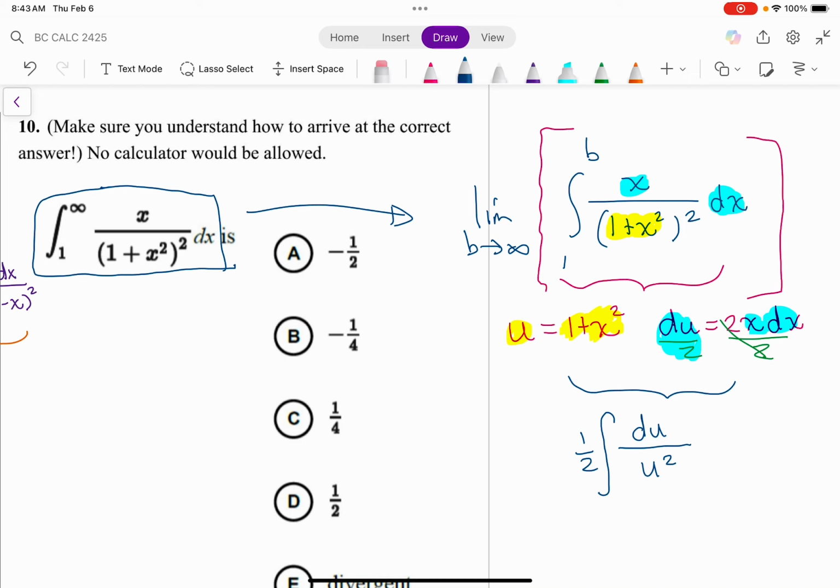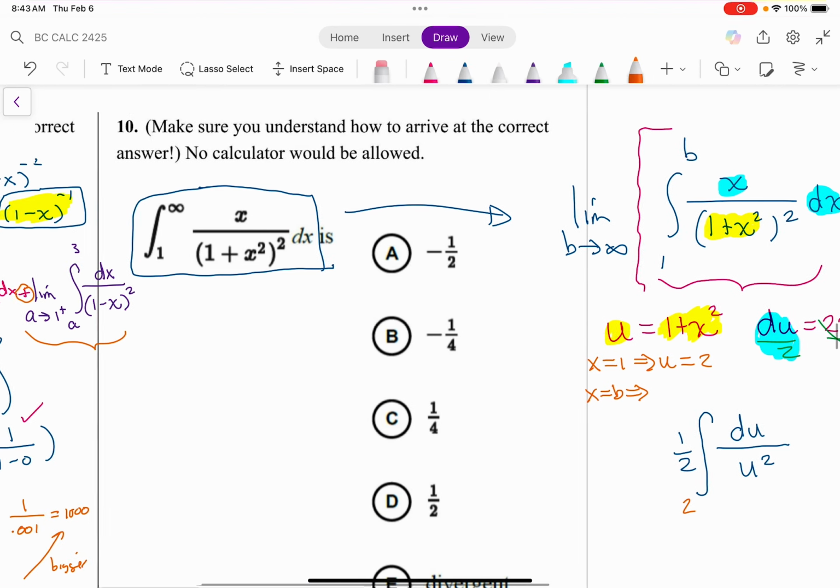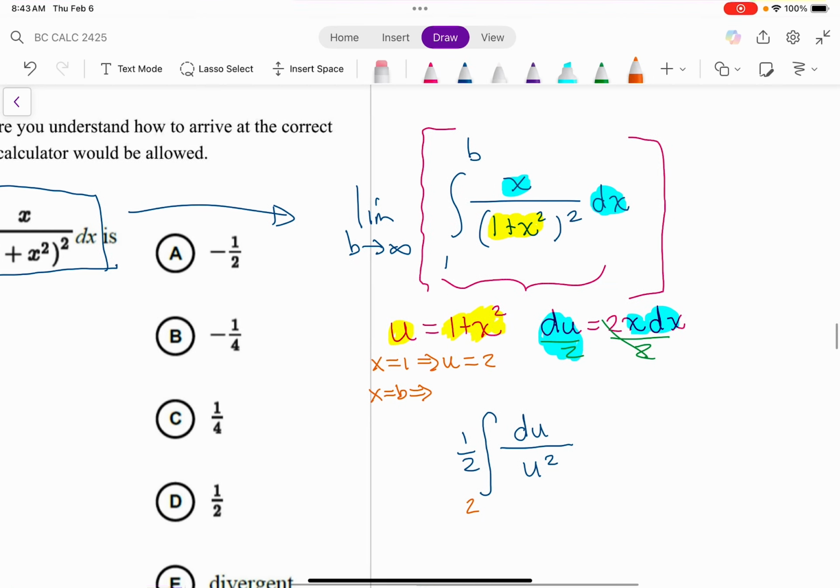And now my limits of integration have to be updated too, right? When x is 1, u is 1 plus 1 squared, which is 2. And when x is equal to b, that implies that u is equal to 1 plus b squared.